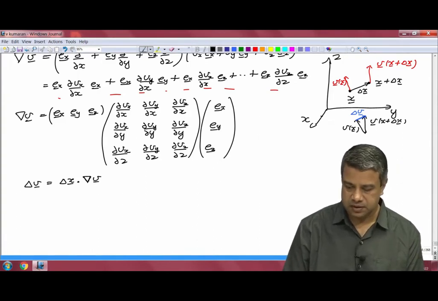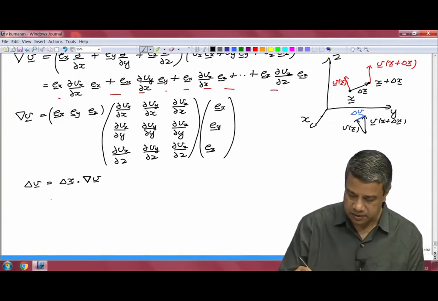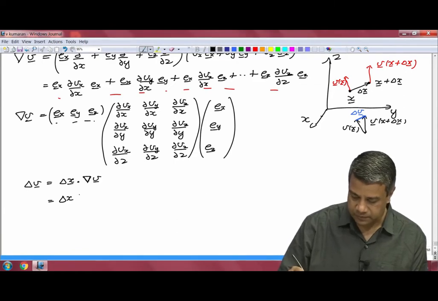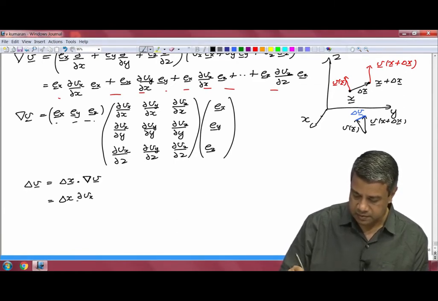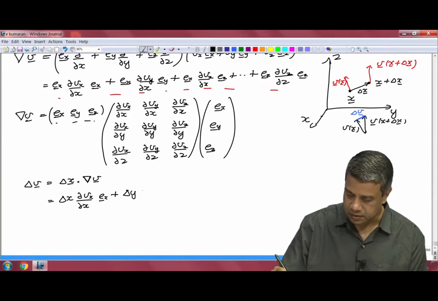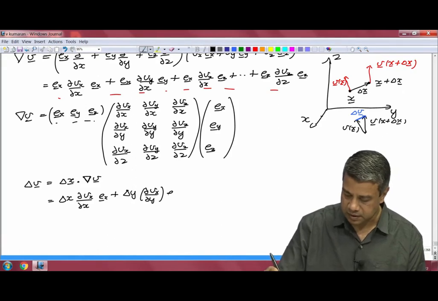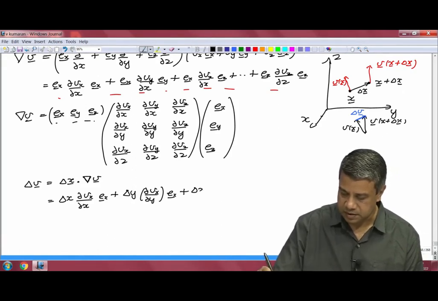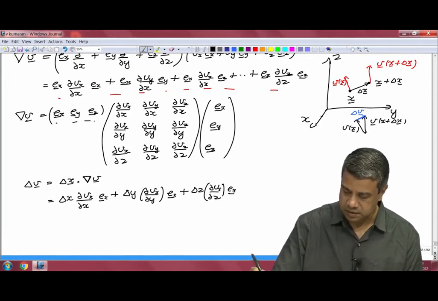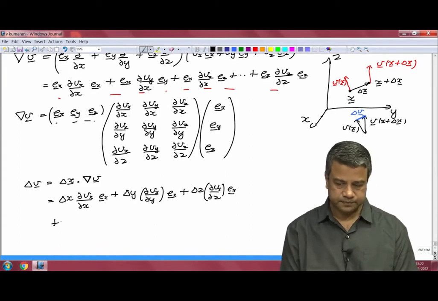And you can easily do this dot product. This will just be equal to, instead of Ex, Ey and Ez, I would just have delta x, delta y and delta z. So, I will get delta x into partial Vx by partial x Ex plus delta y into partial Vx by partial y Ex plus delta z into partial Vx by partial z Ex, plus etc.